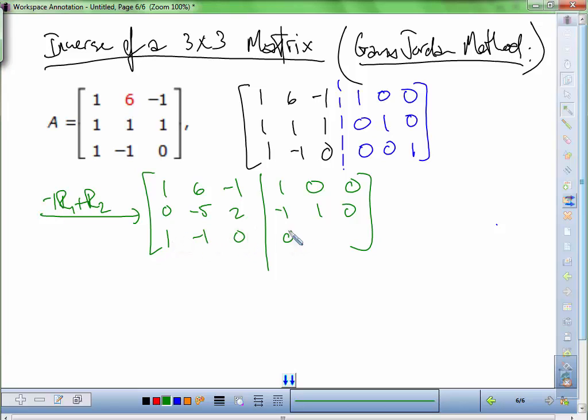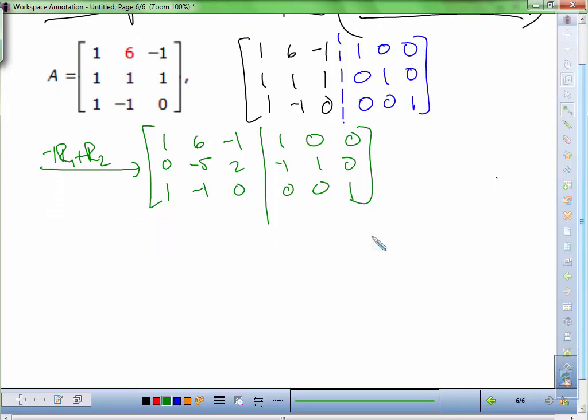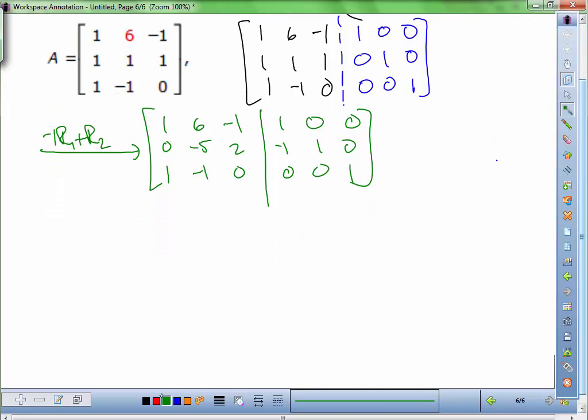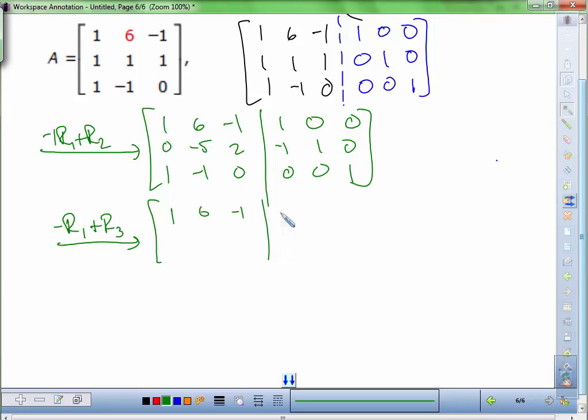Maybe I should write smaller. This will be a long page. Okay, next step. Let's take the first row, multiply it by negative 1, and add it to the third row. I'm going to start writing a little bit smaller at a time here.